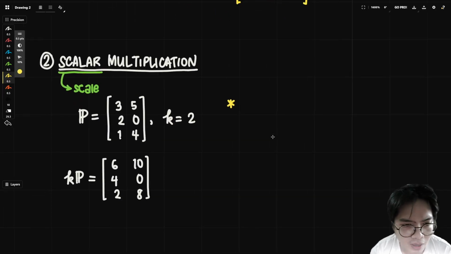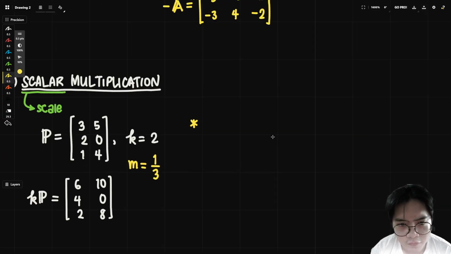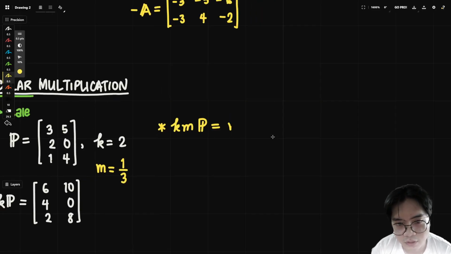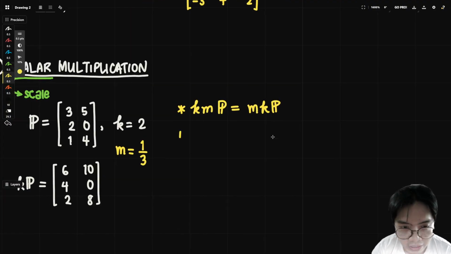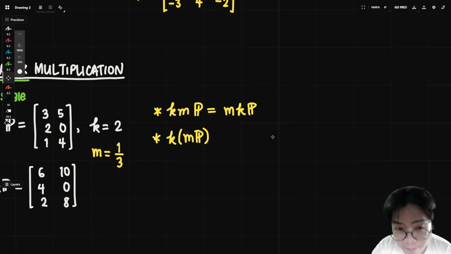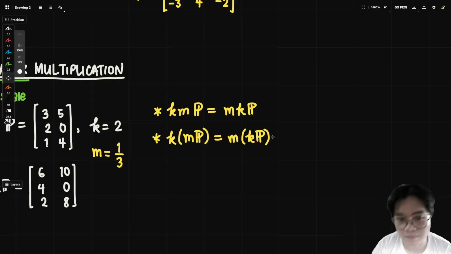Let's say, for example, you have another one here na scalar. Let's say, for example, letter M, which is, let's say, for example, 1/3. Sige, 1/3. Right? Of course, if you're going to do KMP, right? That's still going to be the same as MKP. Right? So, pwede rin yun na unahin mo nga muna si MP or unahin mo muna si KP. Right? That's what it means.